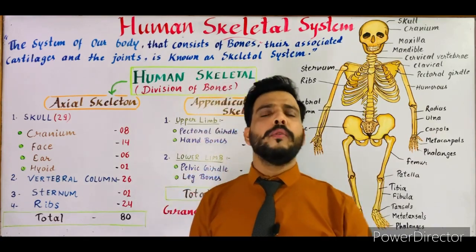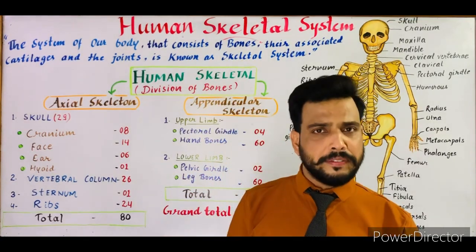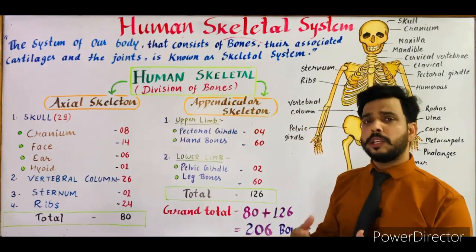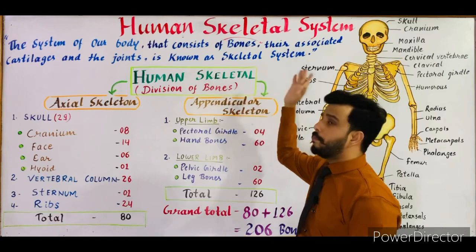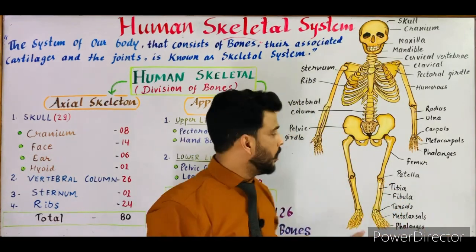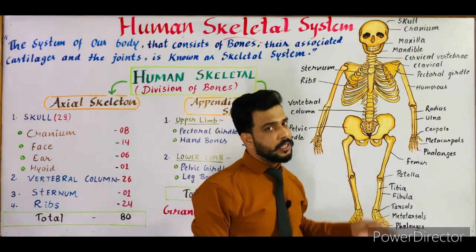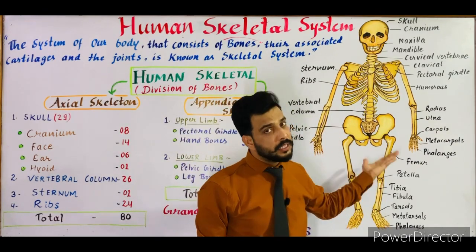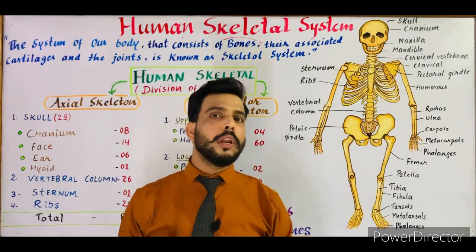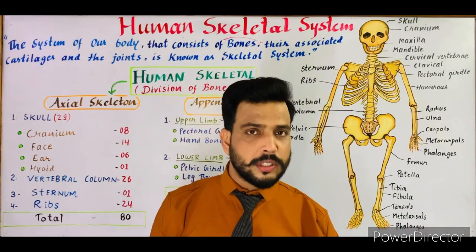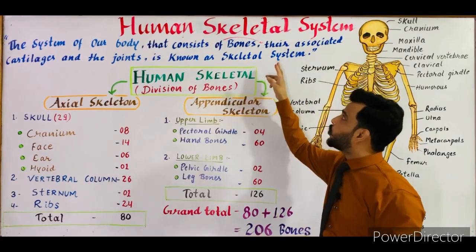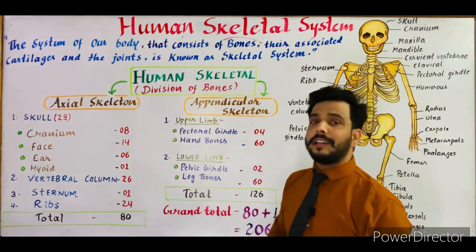Now first of all, what is the skeleton system, what about the definition? So the definition is the system of our body that consists of bones. As you can see in the diagram, I made a diagram of the human skeletal system, the system of our body which consists of bones. There are numerous bones present in our skeleton system. We know that a total of 206 bones are present in an adult. So the system of our body that consists of bones and their associated cartilages.